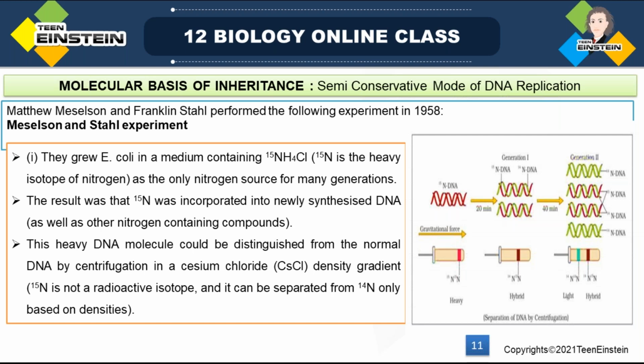This semi-conservative mode of DNA replication was first proposed by Watson and Crick, right? We know Watson and Crick proposed that, but it was experimentally proven by Meselson and Stahl, who proved the semi-conservative mode of DNA replication with experimental proof. Who gave the experimental proof? The Meselson and Stahl experiment. So what did they do?